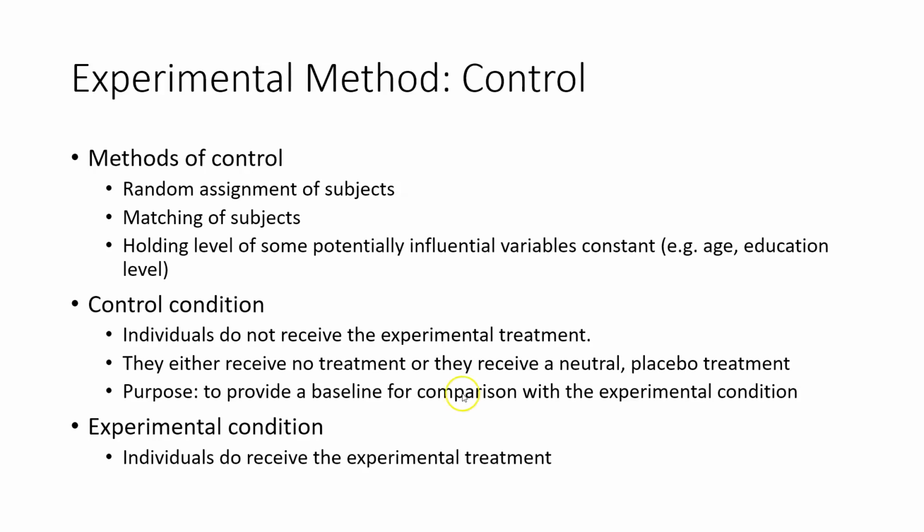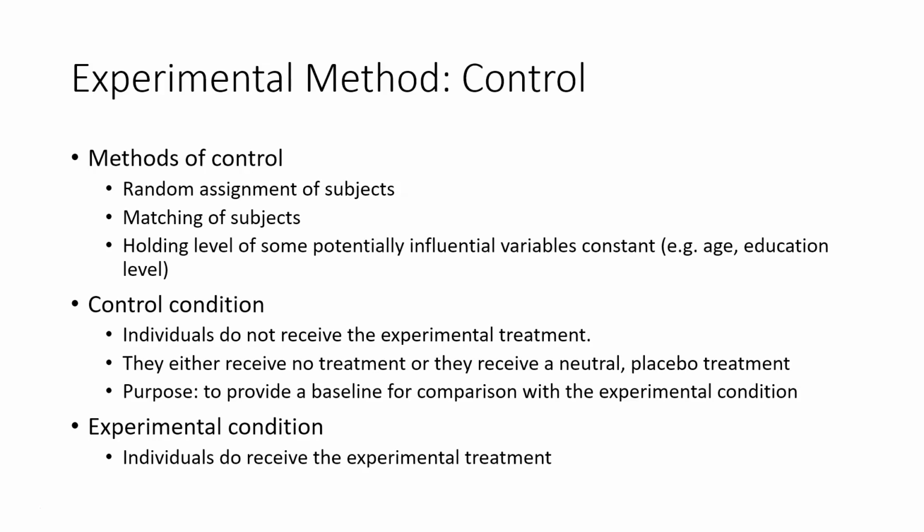Another method of control is matching subjects. You can match subjects based on similar characteristics if you know the kinds of things that are likely to influence the dependent variable in your study. You would do this when you don't have control over random assignment, but you do have the ability to measure people on these characteristics and match them up into two different groups.